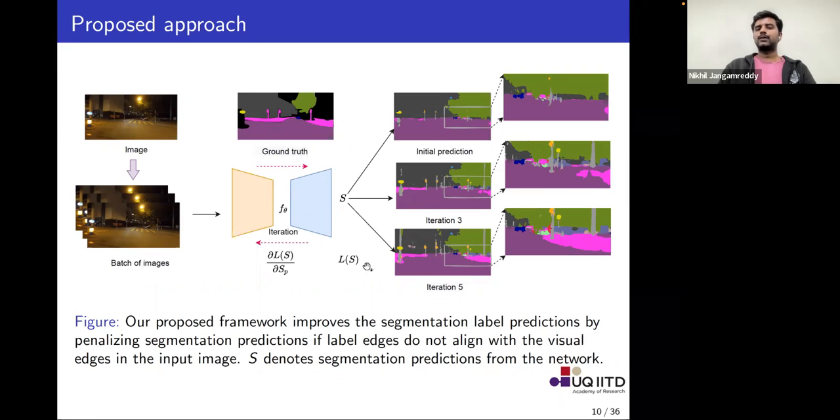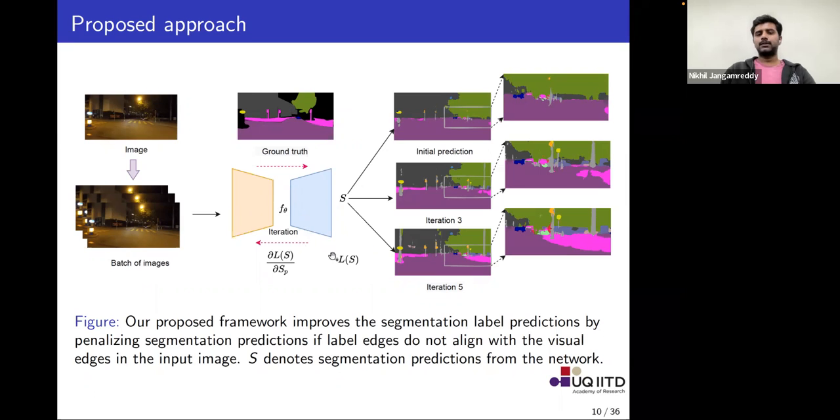So the proposed framework improves the semantic segmentation predictions by penalizing them if the label edges do not align with the visual edges present in the input image. Whatever edges are present in the input image should be maintained in the predictions. That is the goal of our proposed approach. We call it the edge consistency prior. We use this edge consistency prior to enforce consistency between visual edges and the label edges present in the predictions.